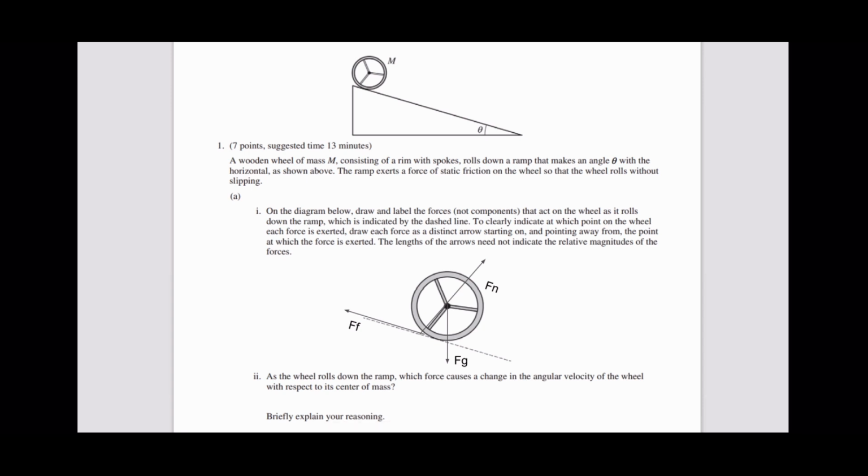And an interesting thing is, in the rubric, this question was worth 2 points. So you would get almost a third of the points from just drawing this free body diagram and labeling it.